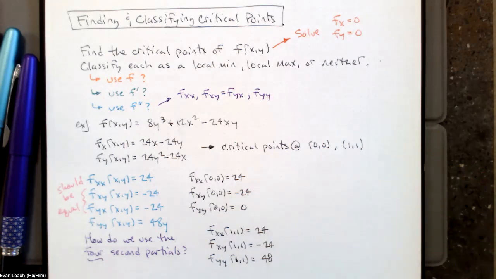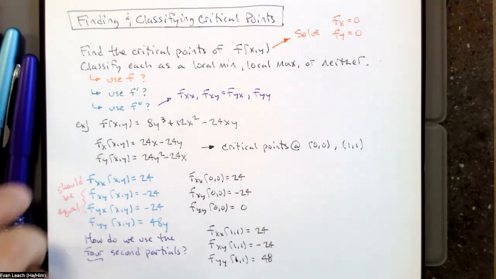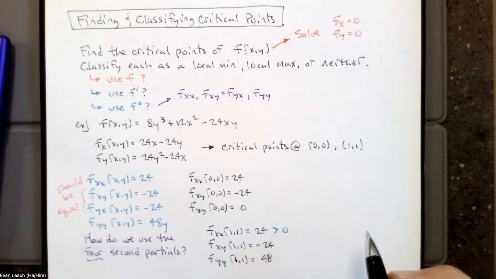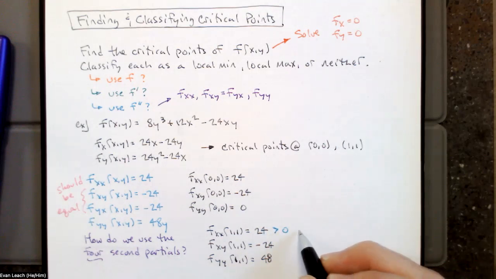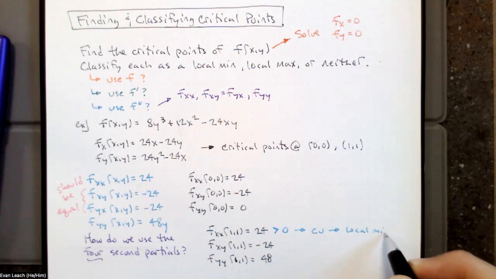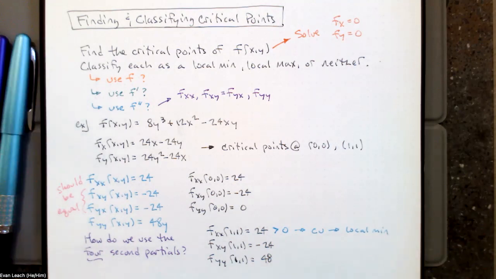So at 1, 1, our fxx second derivative is positive for x. If all we care about is x, we've got positive. In the single variable case, we would look at this, say the second derivative is positive, and so we have some kind of concave up, and so that says local minimum. And the question is, can we do this in this case?